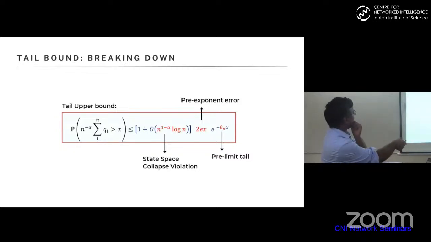So this is what I showed before. We have this pre-exponent term, which I believe is not right. We have the tail bound, which is not only the large deviation but also the prelimit. And we have this term which captures the state space collapse violation. The nice thing is that the state space collapse violation does not affect the exponential term. It doesn't affect the large deviation. It only shows up in the pre-exponent. That's why it doesn't show up in the large deviation.